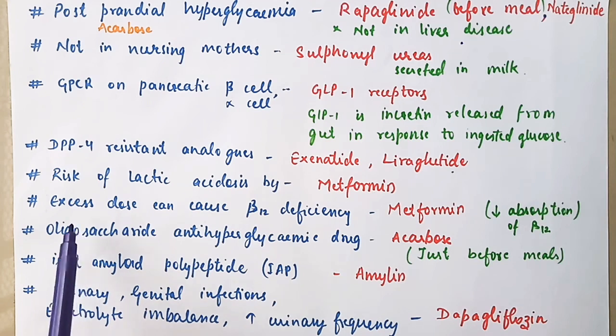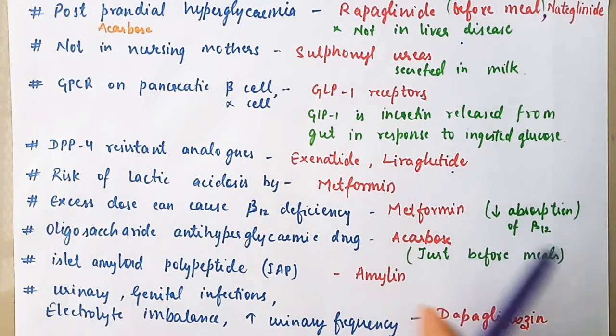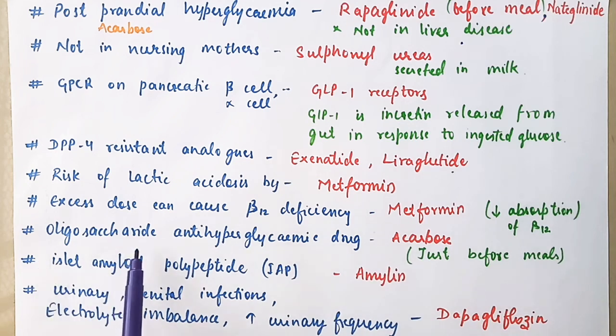So the next question could be, which drug in excess dose can cause B12 deficiency? It is again metformin, because it causes decreased absorption of B12. Next is the oligosaccharide anti-hyperglycemic drug, that is acarbose, given just before the meals. The structure of this is an oligosaccharide. Next is islet amyloid polypeptide. So it is amylin, and the category is amylin analogs.